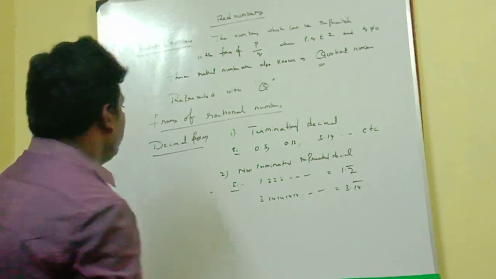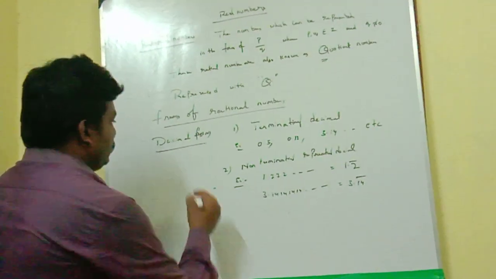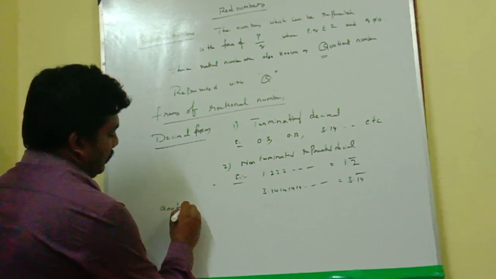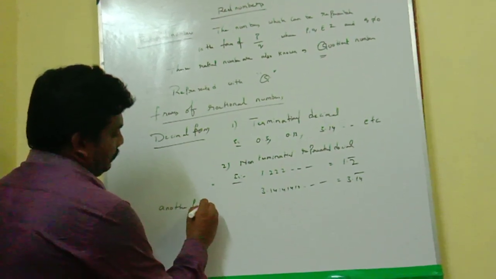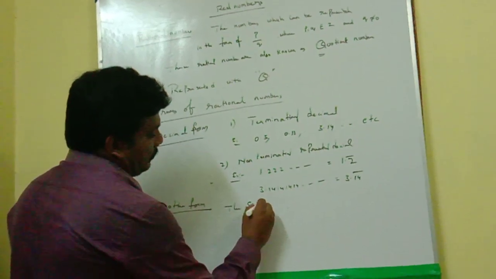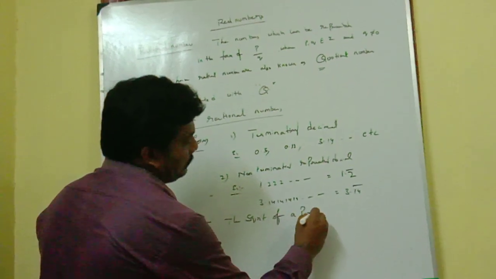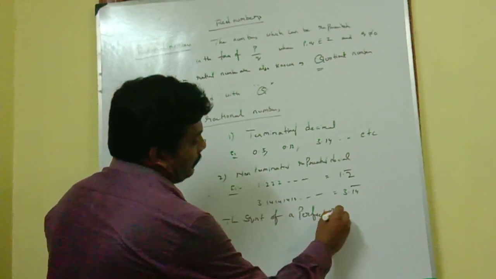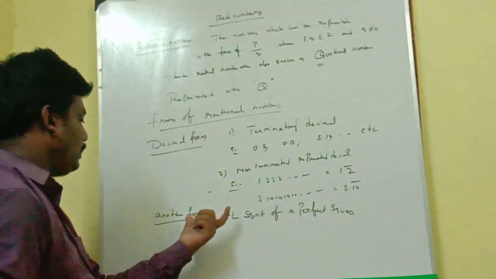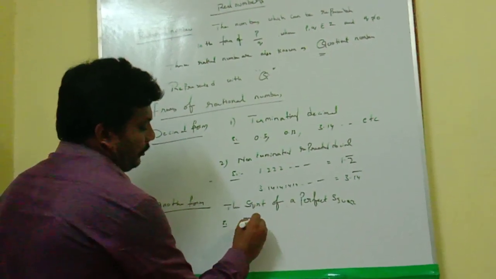Now coming to the square root of a perfect square. The next form: the square root of a perfect square is also a rational number. For example, you can see root of 25.